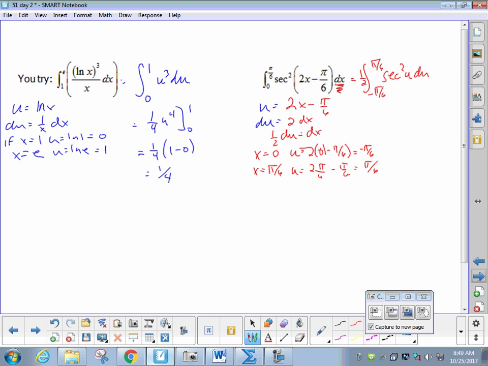Okay, so what's the antiderivative of secant squared? Tangent. 1/2 tangent of u from negative pi over 6 to pi over 6, and then we see how solid your trig skills are. Very solid, diamond solid, or jello solid? What's tangent of pi over 6? Root 3 over 3. I'm feeling diamond solid. What's tangent of negative pi over 6? Negative root 3 over 3. So minus the negative. Remember, the fundamental theorem is minus the second outcome. So minus that negative is positive.